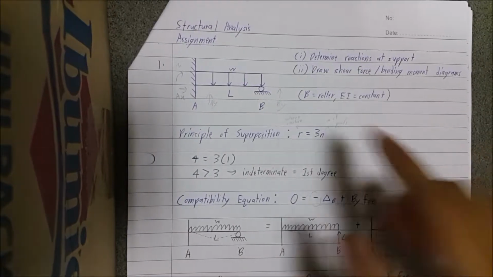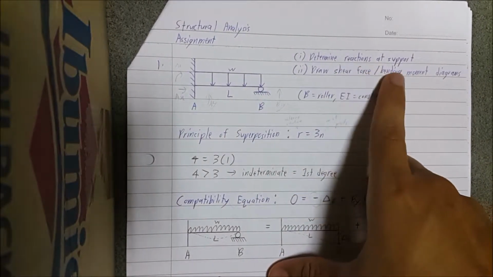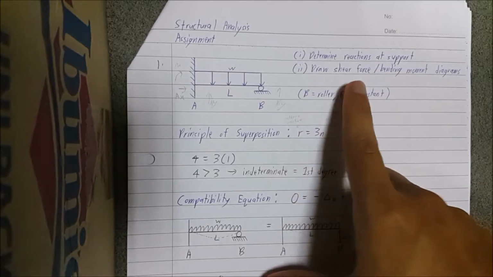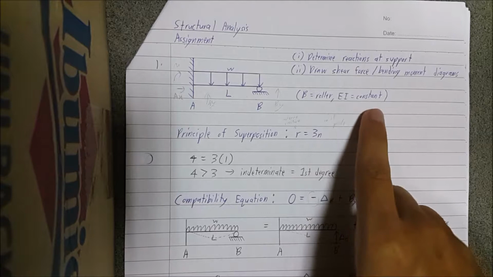First things first, question 1 gave us this diagram and asked us to determine the reactions at the supports and also to draw the shear force and bending moment diagrams. The question also gave us that B is a roller and that EI is constant.